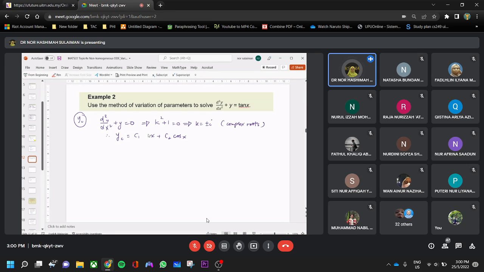Actually doesn't matter you nak guna sin dulu pun. Okay, kalau nak test pun boleh, test dengan kawan. So orang buat cos, orang buat sin. Jawapan sama tak? Macam tu. Okay, tak ada masalah don't worry. Okay, so is the equation in standard form already?